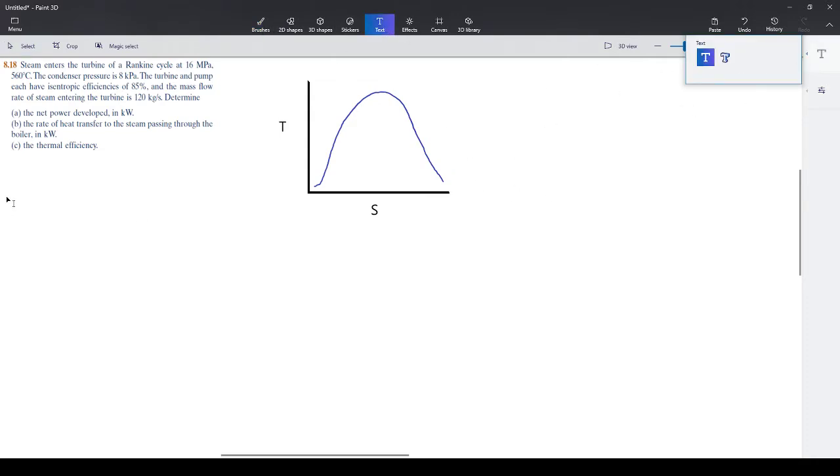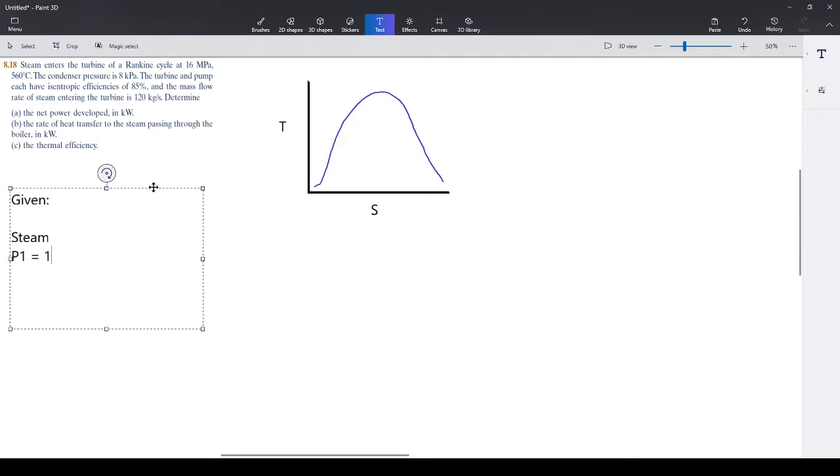So, the next thing is, let's go ahead and do the givens. Everything we know about the question, same as usual, right? So, given. It says, steam enters the turbine of a Rankine cycle at 16 megapascals. So, we have steam, and pressure 1. It enters the turbine of a Rankine cycle, so pressure 1 is going to be 16 MPa.